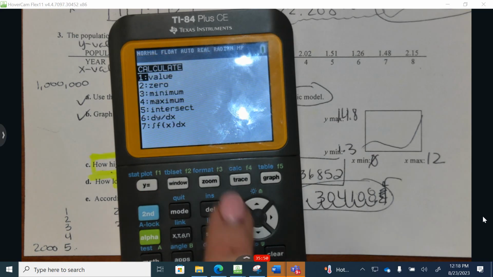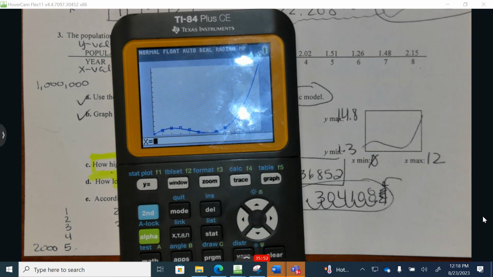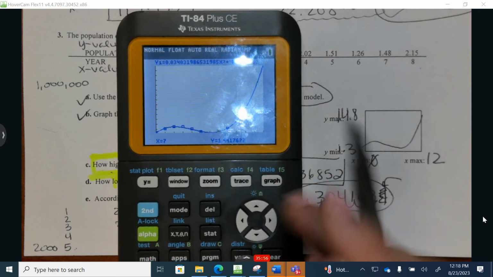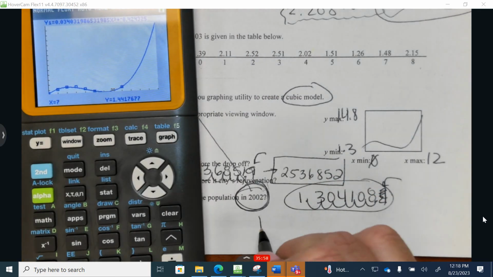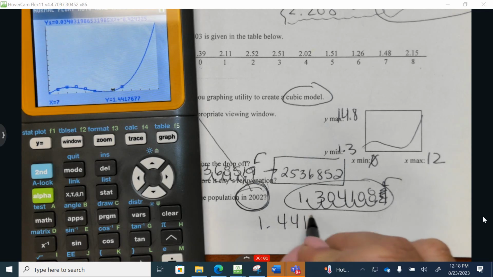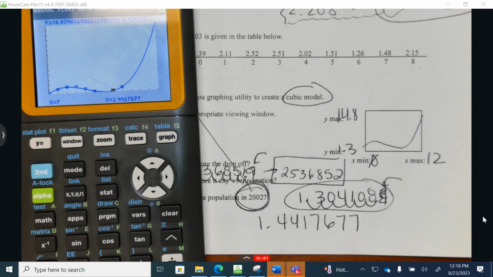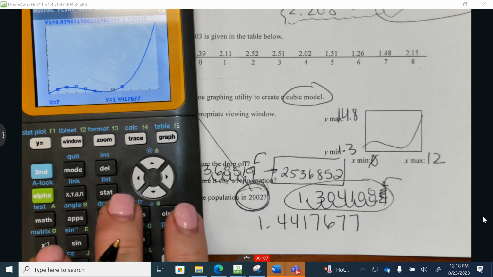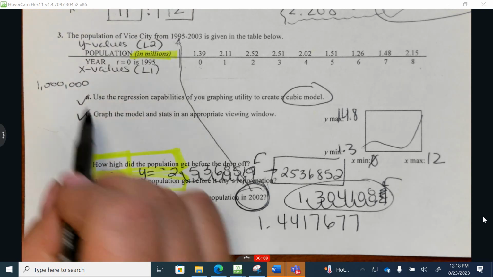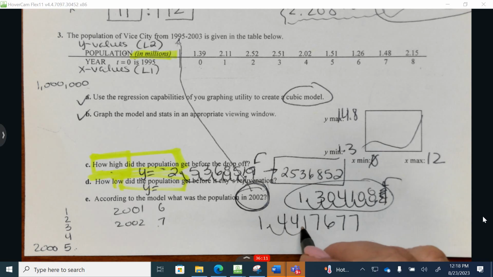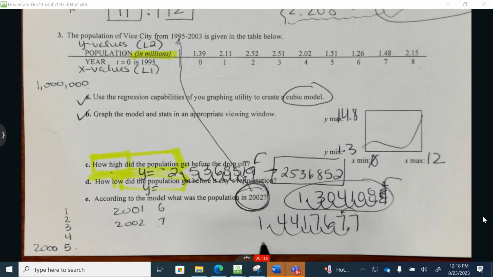Let's go second trace, value at 7. This is our population. Let's write it down again. 1.4417677. I'm going to move the decimal how many times? 6 times. 1, 2, 3, 4, 5, 6. Yes, this says bump up. So 1441768. This would be my final answer.